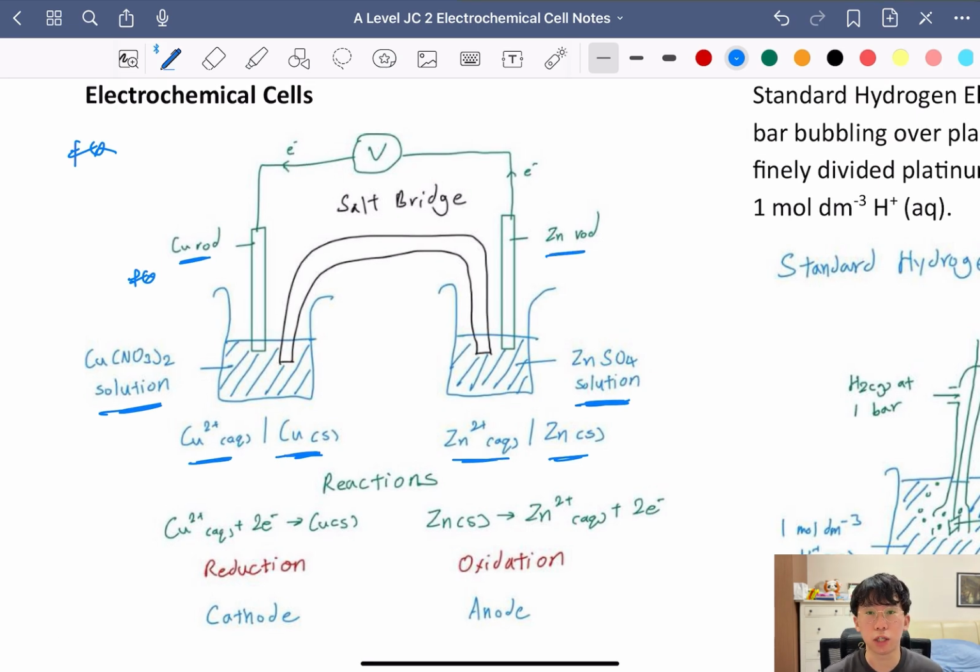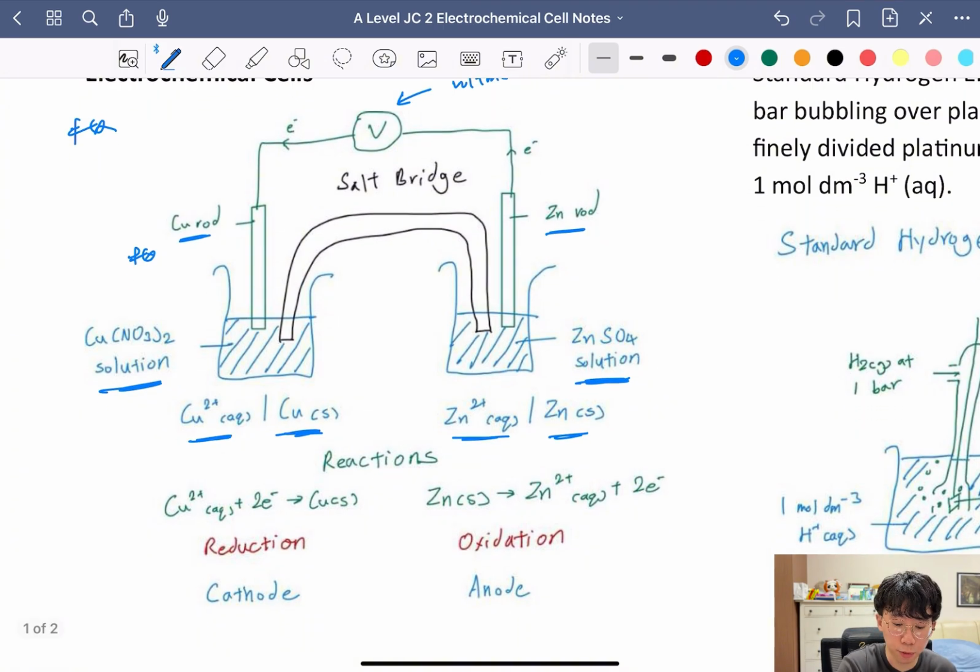And then I just connect a bunch of wires to both electrodes over here, and I have a voltmeter over here as well that helps to measure the potential difference between the two half cells. Then I also have a salt bridge.